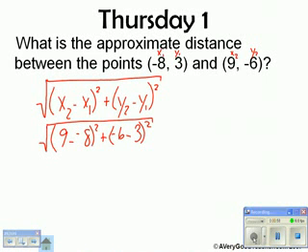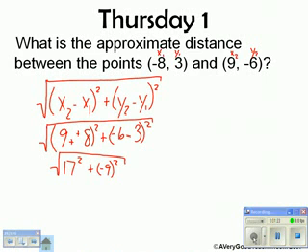Okay. What's 9 minus a negative 8? It equals 17. It makes it a plus, so 9 plus 8 is 17, squared. What is negative 6 minus 3? Negative 9, squared.